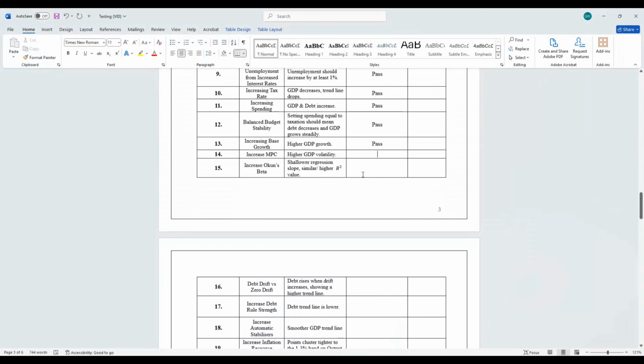So for that reason, we can mark increase in MPC as a pass, as it leads to higher GDP growth volatility over time. Test 15 is that increasing Okun's beta coefficient should lead to a shallower regression slope and a similar or higher R-squared coefficient value.